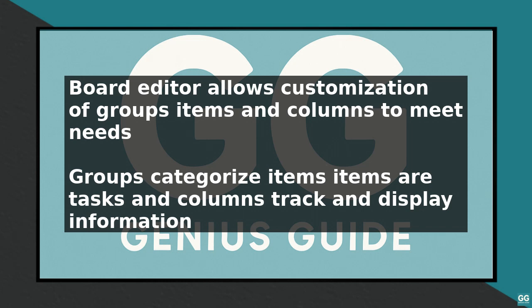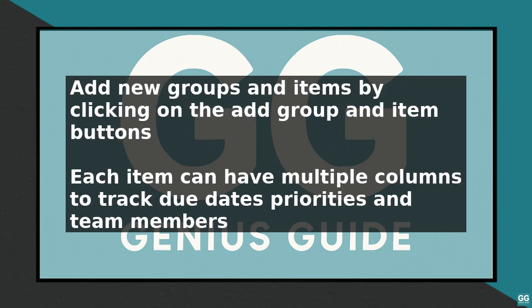Items are the individual tasks or objects on your board, and columns are used to track and display information about each item. To add a new group, click on the Add Group button and give your group a name. You can then add items to your group by clicking on the Add Item button. Each item can have multiple columns, which can be used to track a variety of information, such as due dates, priorities, and assigned team members.